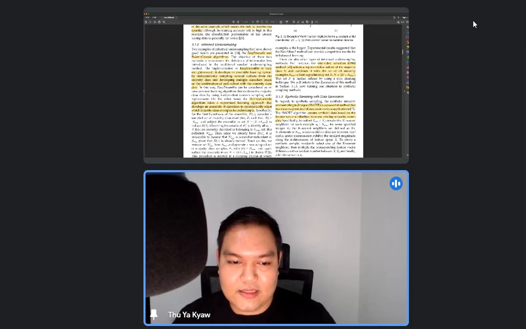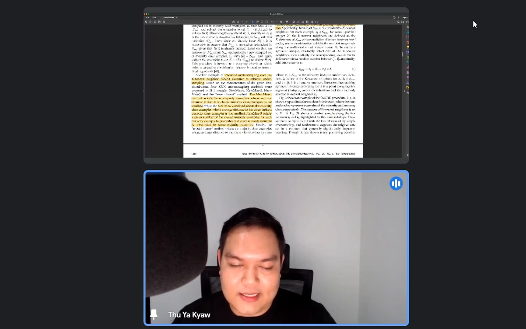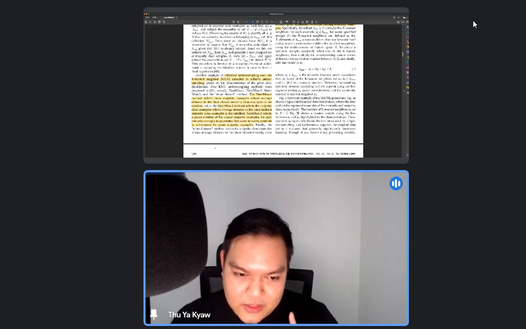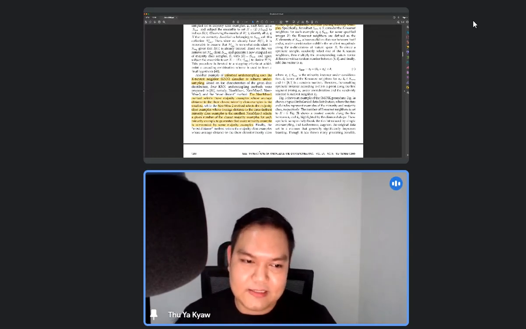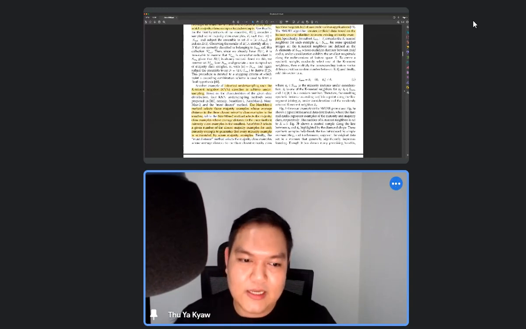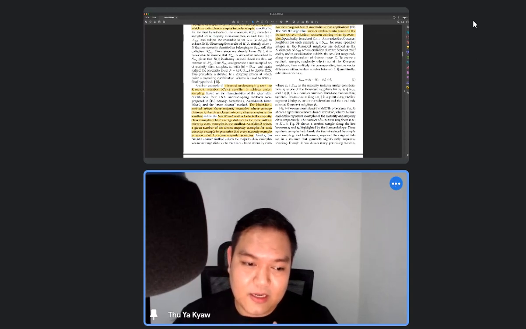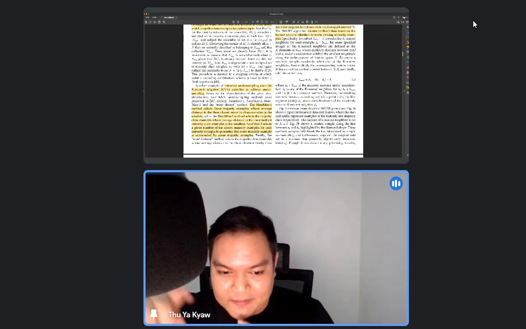There are 3 near miss methods: near miss 1, near miss 2, and near miss 3. Near miss 1 selects the majority sample with the smallest average distance to the 3 closest minority class examples. Near miss 2 uses the average distance to the 3 furthest minority class examples. Near miss 3 keeps the closest majority examples for each minority example, to guarantee there is a minority example.